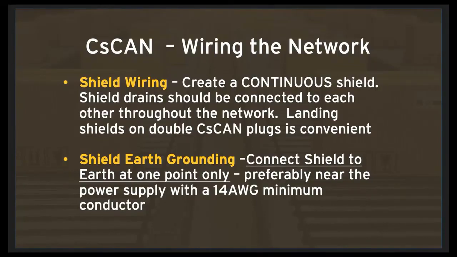Okay, so once again, create a continuous shield by connecting all your shield drains to each other on the entire network, and then ground the network at one point only, preferably near the power supply if that's where V- is earthed.